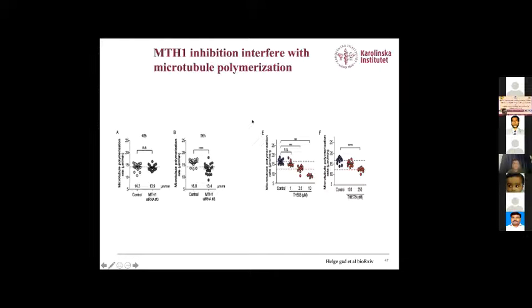So what kind of effect on mitosis? What we found is that when you deplete MTH1 with siRNA, they have some sort of problem in microtubule polymerization. The MTH1 protein itself does this, and we also see a similar effect with our MTH1 inhibitor. So we still believe that we are on target, but people do believe that it is an off-target effect.